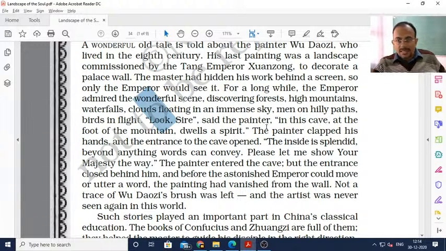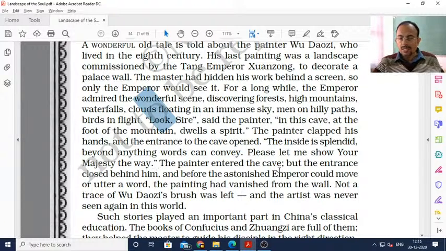The cave that he had painted, he said, "Look, sir, inside this cave there is a spirit." The painter clapped his hands and the entrance to the cave opened. Whenever the painter clapped his hands, the entrance opened. The inside of the cave is so splendid, beyond anything words can convey. "Please let me show your majesty the way."